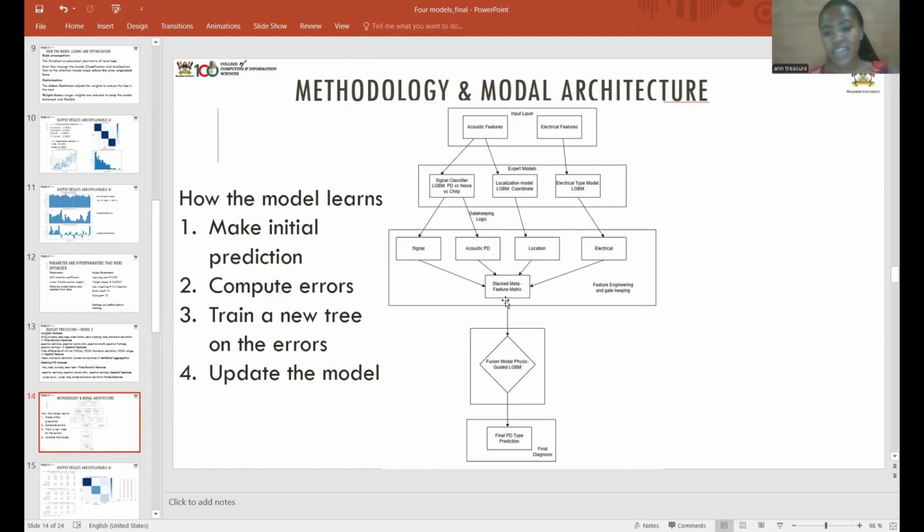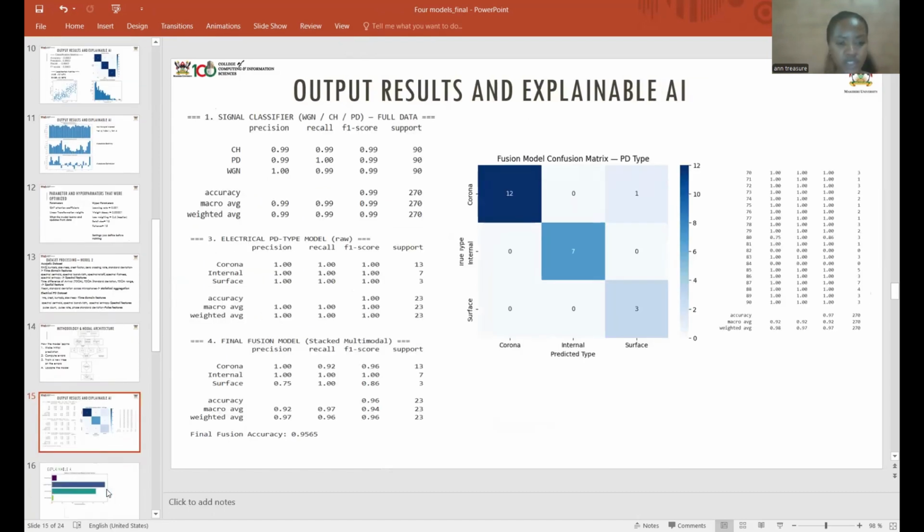So from the feature matrix, these values are entered into the final fusion model, which is a physics-guided light gradient boost model. Once they are entered, these probabilities are trained and able to produce the final partial discharge type prediction. So with this final prediction, you have the partial discharge type and the location of the partial discharge being produced. So you find this model carrying out 3 different tasks. That is classification of the acoustic signals, classification of partial discharge, and getting the location of the partial discharge.